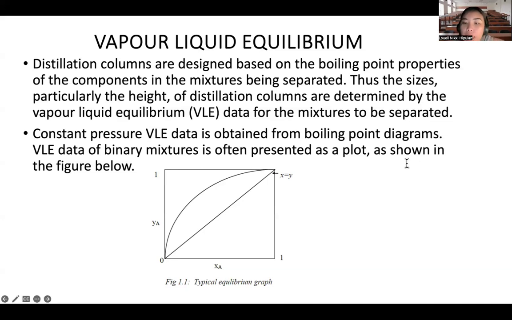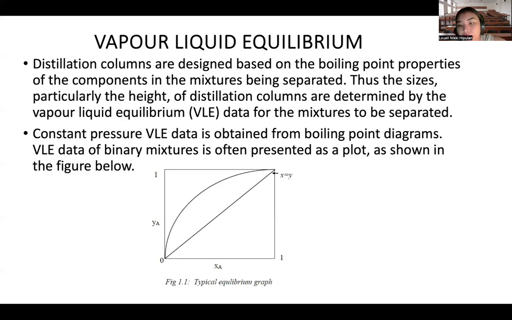Understanding VLE allows you to predict how your components will be separated under different conditions of temperature and pressure. So, it's very important, and it can be obtained from the boiling point diagrams under fixed pressure or under fixed temperature. So, if you have the VLE data, it shows the composition of your vapor and your liquid phase as it changes with temperature or as it changes with pressure.